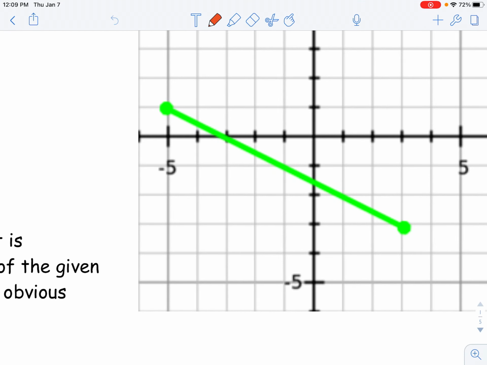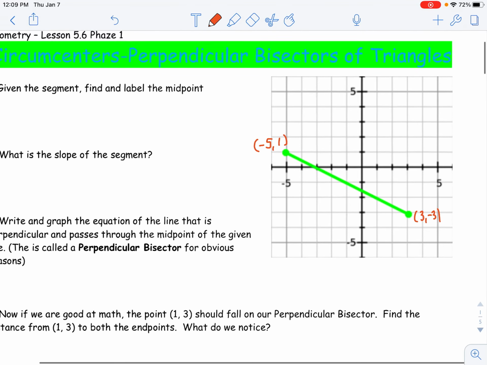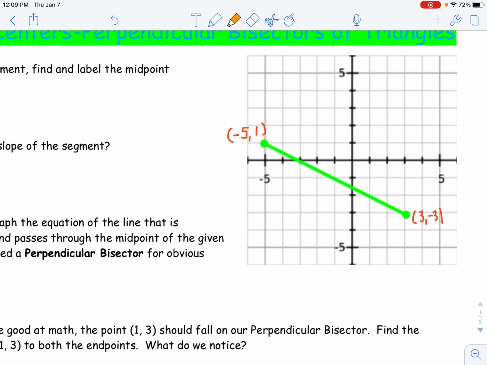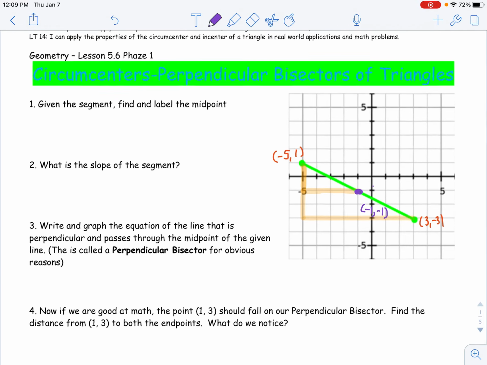Given the segment, find and label the midpoint. All right, so we got this point at 3, -3. This point is at -5, 1. Now, we have the midpoint formula, but let's just count the midpoint. How far do we go down? We go down 4/8. Well, if we want the midpoint, let's just count down 2/4. So instead of going down 4/8, we went down 2/4, and boom, right there. We just used a little logic to find the midpoint at -1, -1.